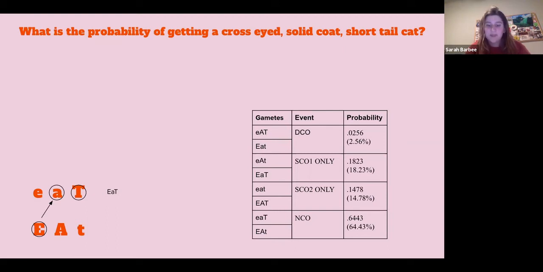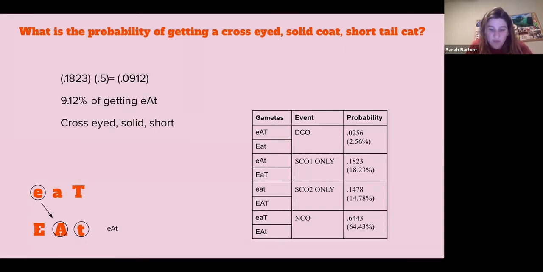As we specifically only want the first gamete, we will multiply our single crossover 1 probability by 0.5 to calculate the chance of getting this specific gamete, which is 0.0912. Let's look at another example.